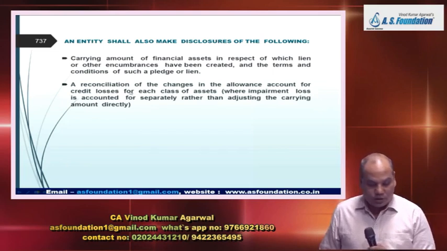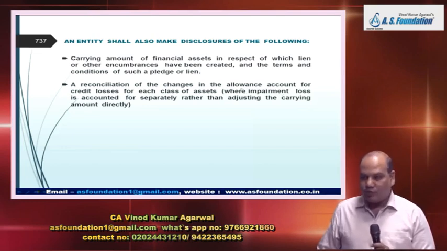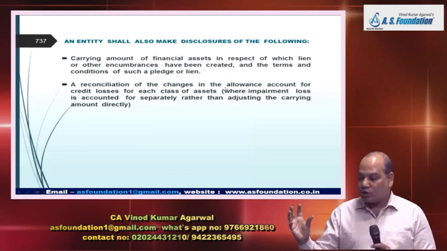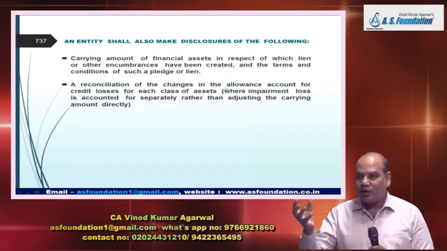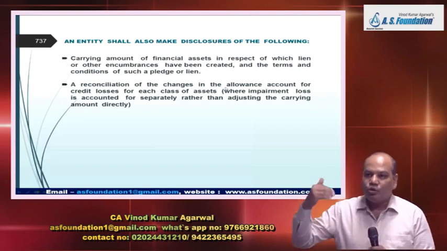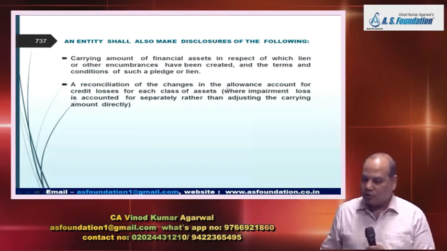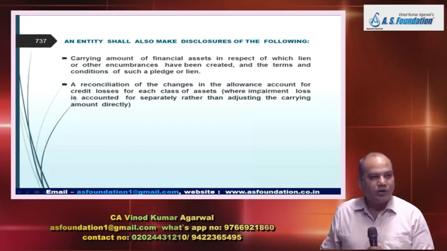And then a reconciliation of the change in the allowance account. What is allowance account? Loss allowance, impairment loss allowance. We have taken some questions on that. So loss allowance account at the beginning, plus minus in that account, and closing balance. That is called reconciliation of change in loss allowance.